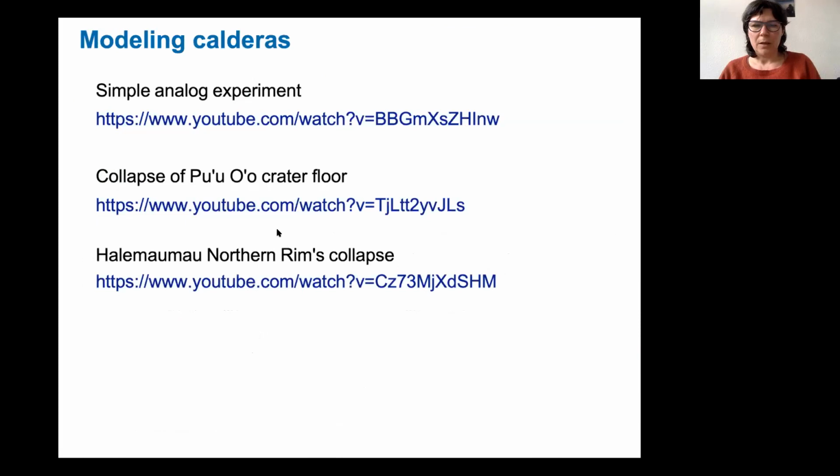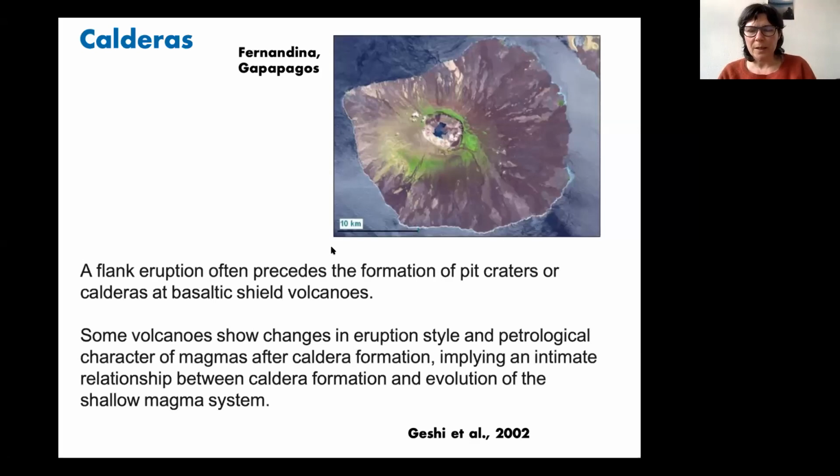These are other collapses that occurred, but are smaller than the collapse that I showed you before. Here we can see one example of a caldera collapse. It's in Japan. And after the collapse has occurred, the volcanoes show some changes in their style. So therefore we see that caldera collapse is very important.